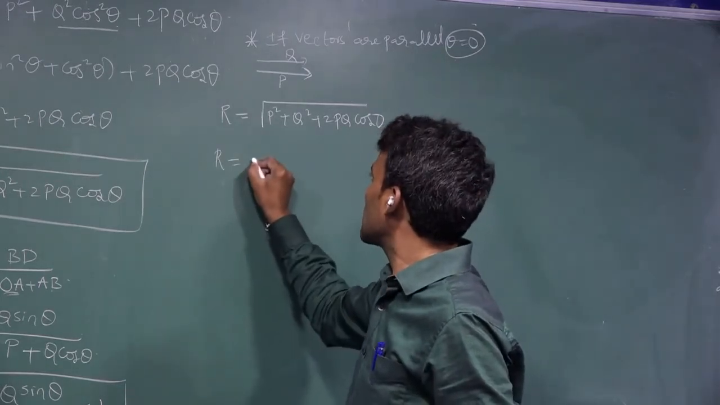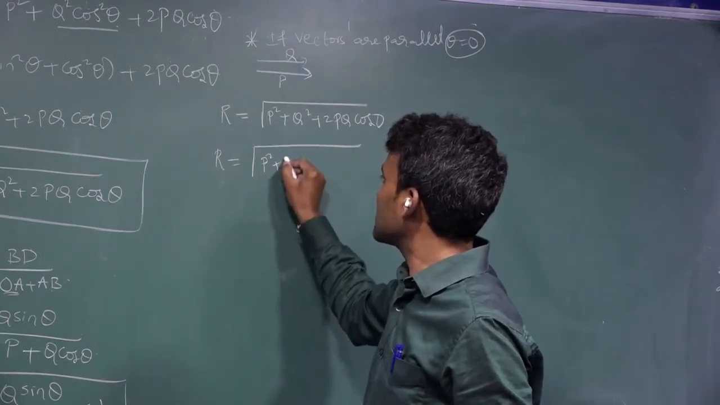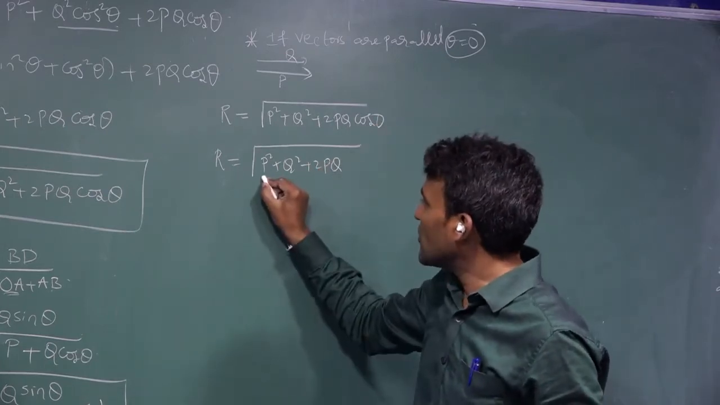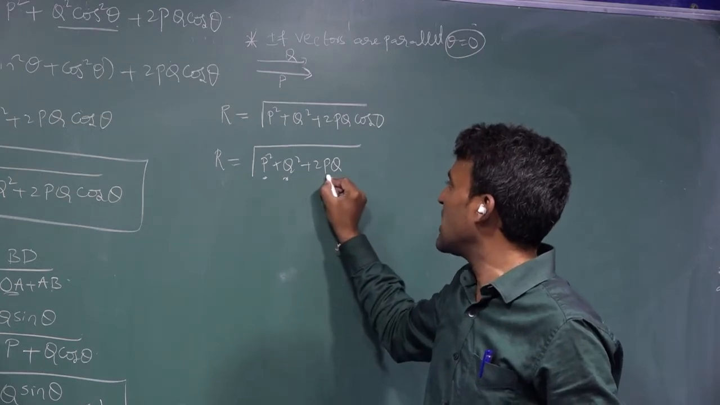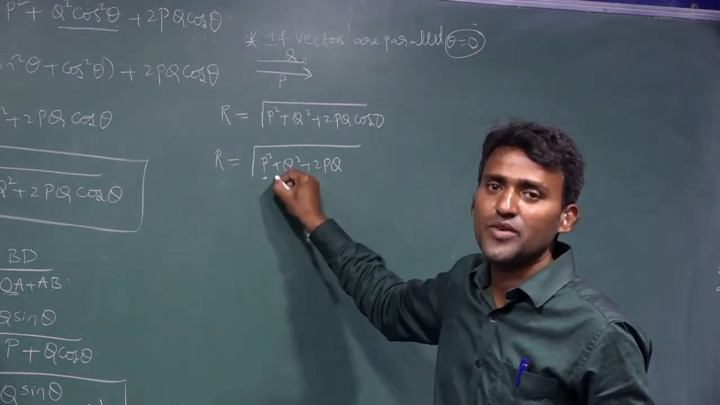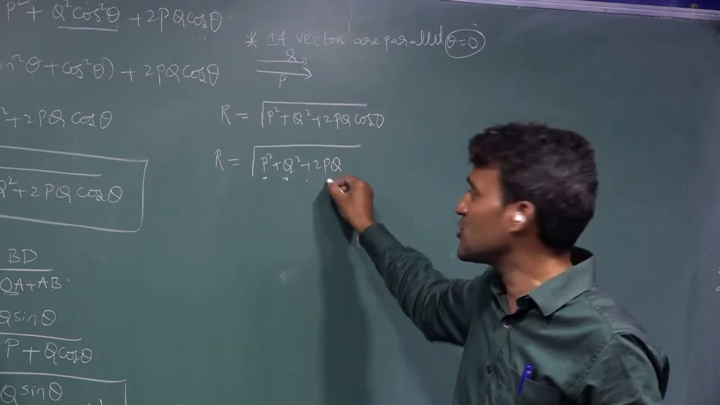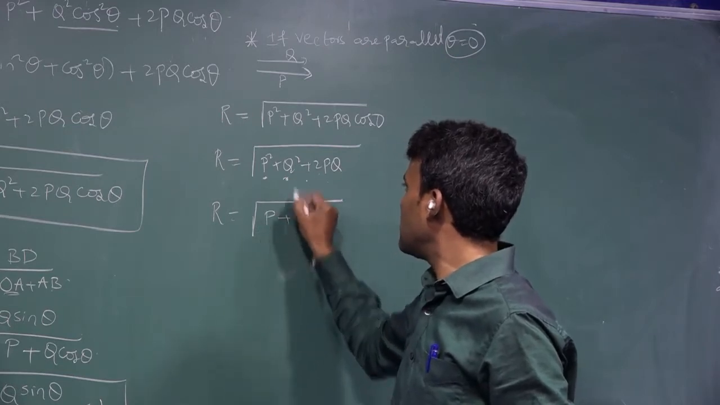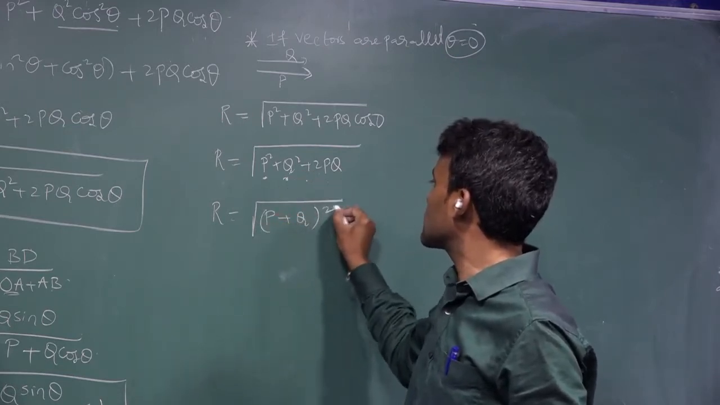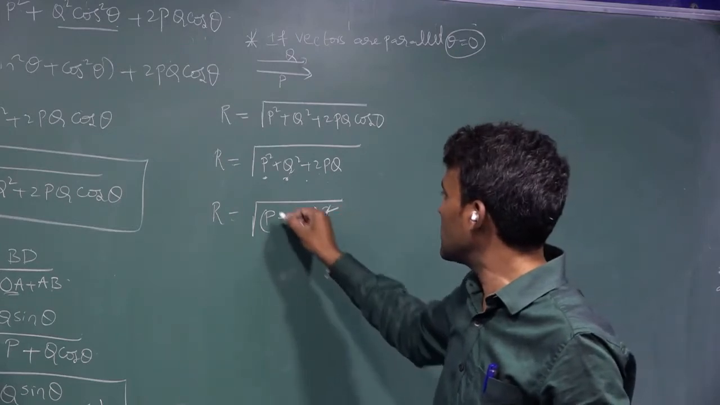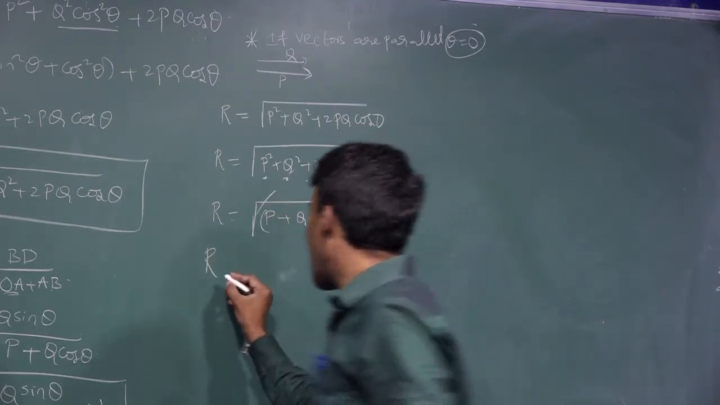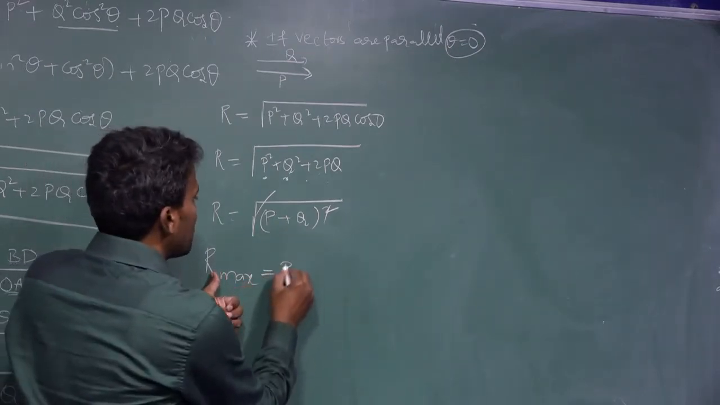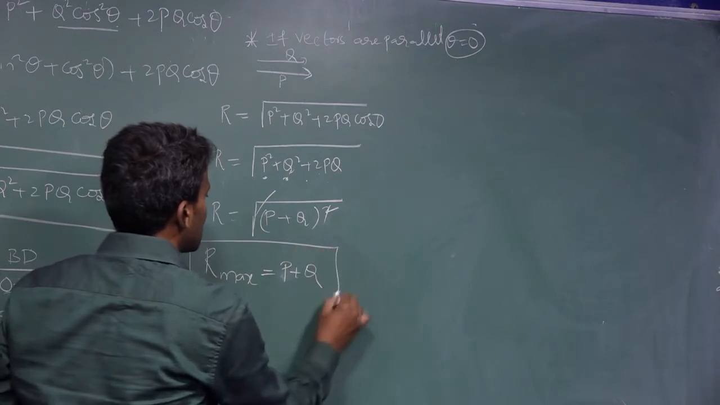So R is equal to under root of P square plus Q square plus 2PQ times 1. So it is the A square plus B square plus 2AB formula, where A means P and B means Q. So that is equal to under root of (A plus B) whole square, that is nothing but (P plus Q) whole square. The square root gets cancelled. So when the angle is 0, the resultant is maximum, that is P plus Q. R is maximum, isn't it?